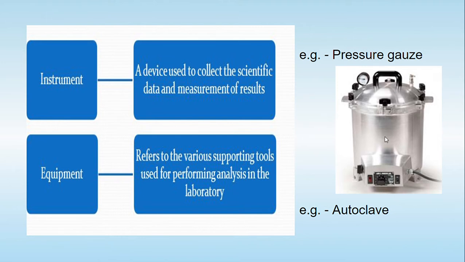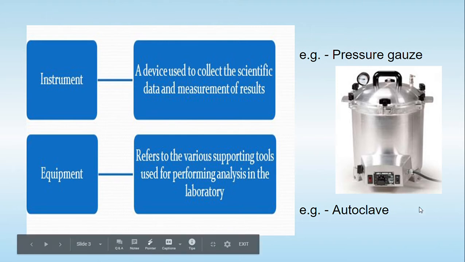Here I give a simple example, that is called an autoclave. Autoclave is basically the equipment which works on the principle of moist sterilization, in which we try to kill the microorganisms. So when we look at this autoclave, I can say the entire autoclave is an equipment.